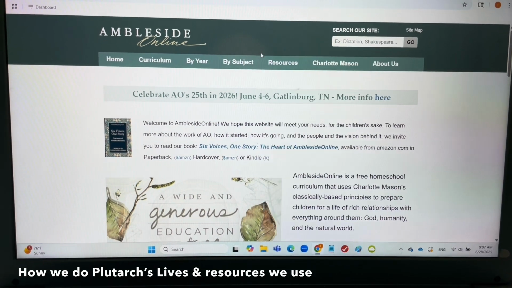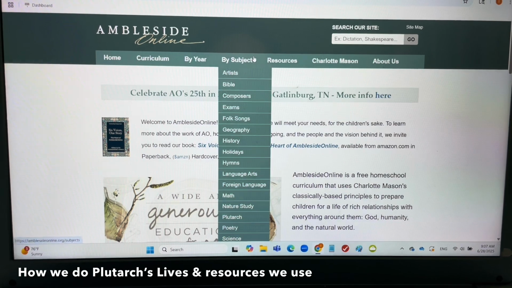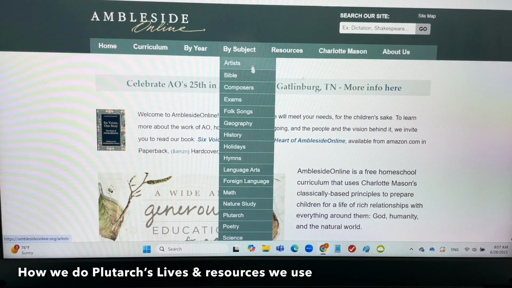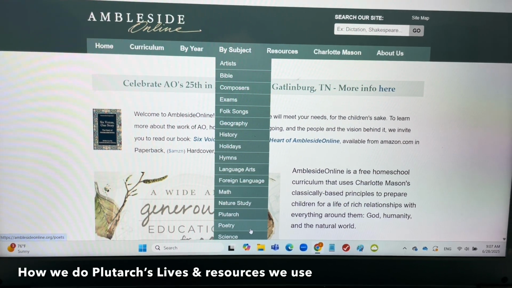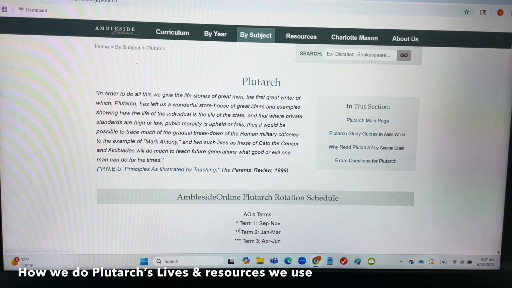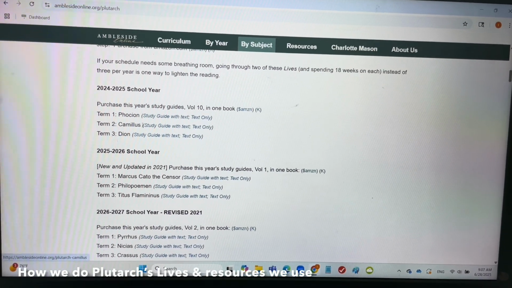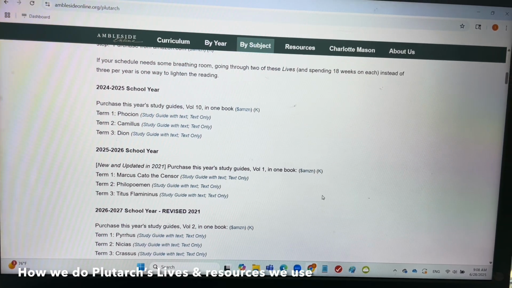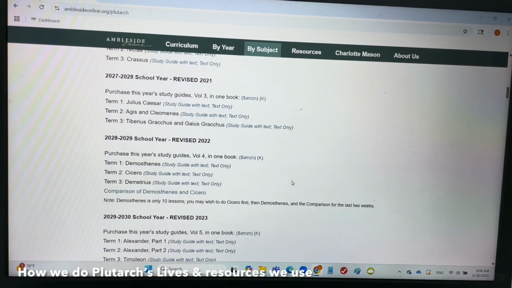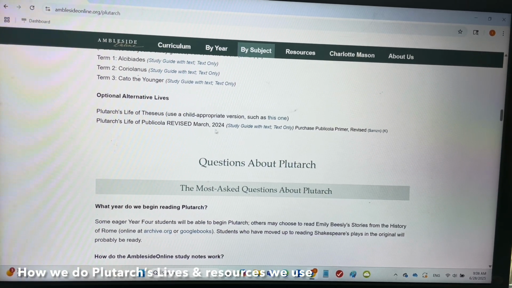And AO recommends starting Plutarch's Lives after year 4, so I'm looking into this. You can go by subject, Plutarch, and it has a rotation, 3 lives per school year. But if you are just beginning like us, they recommend starting with Publicola.